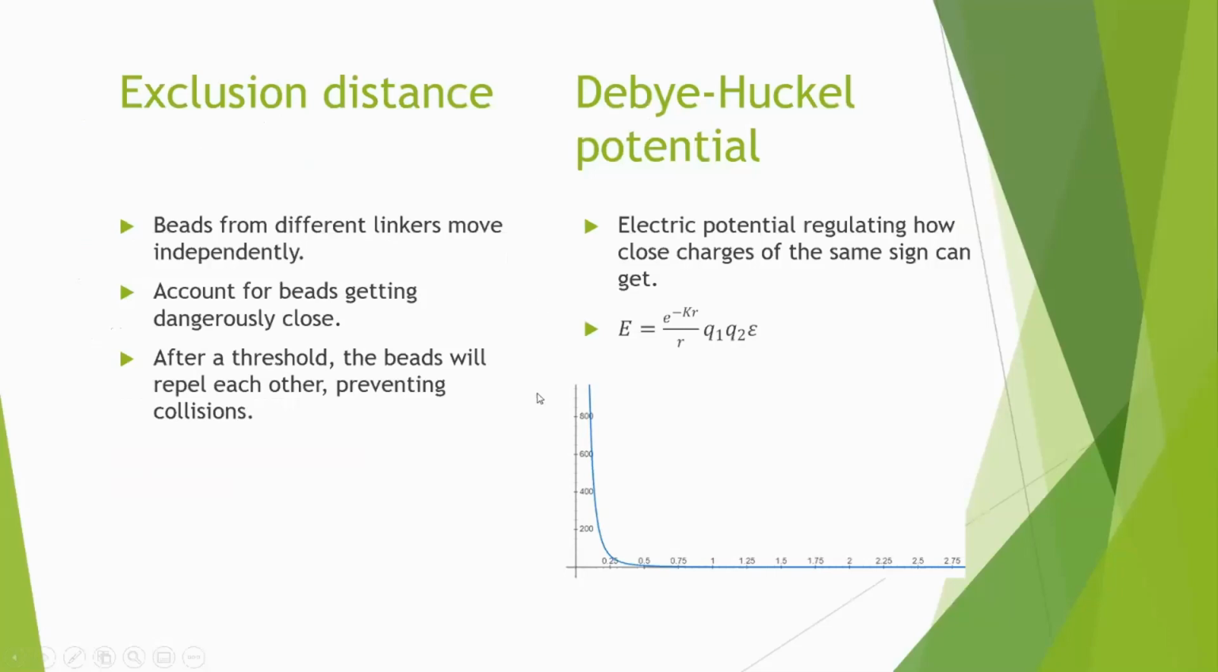So after a threshold, the bits will start repelling each other, preventing collisions. This basically means that they cannot be over each other. And this is modeled with this exclusion distance notion. And lastly, the vehicle potential is an electric potential that again regulates how close charges of the same sign can get. And charges of the same sign can never collide, regardless of how strong their forces might be.